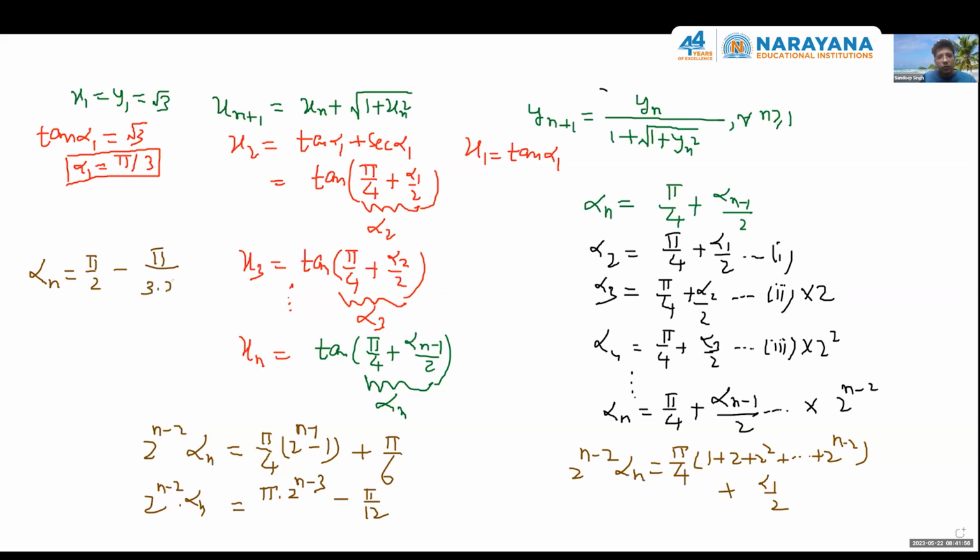So this is 3 into 2 power n. This is your alpha. Is that understood? And its tan is your xn. So your xn is nothing but tan of pi by 2 minus theta, which is cot theta. So you have obtained the general term of this sequence.